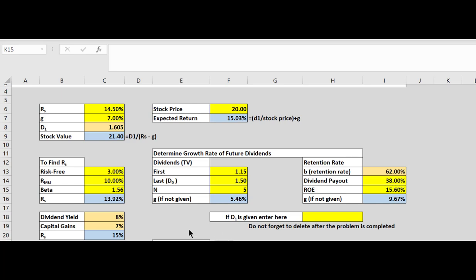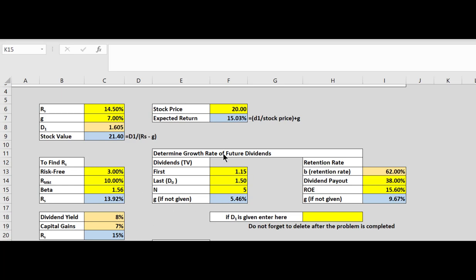So what kind of information do we need to know? Well, our basic formula is here. It's next year's dividend divided by R sub S, which is the required return on the stock, minus the growth of the stock. So let's start with some data that we might need for this evaluation.